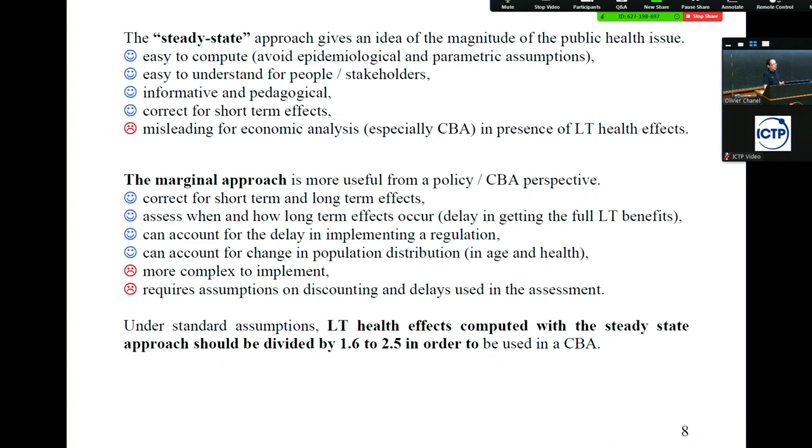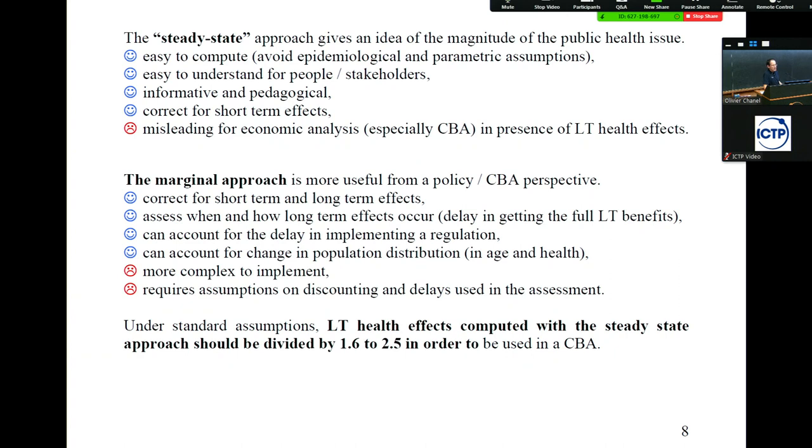The marginal approach is more useful for policy decision makers, or from a cost-benefit analysis perspective. It is correct for both short-term and long-term effects. It assesses when and how long-term effects occur. You have to put some assumptions on the way you are moving from one level to the other. You can account in the process for the change in the population distribution because you are following cohorts during several years, so the other causes of death are taken into account, but it's more complex to implement and it requires, as I said, additional assumptions on the epidemiologic part to explain how to move from one level to the other.